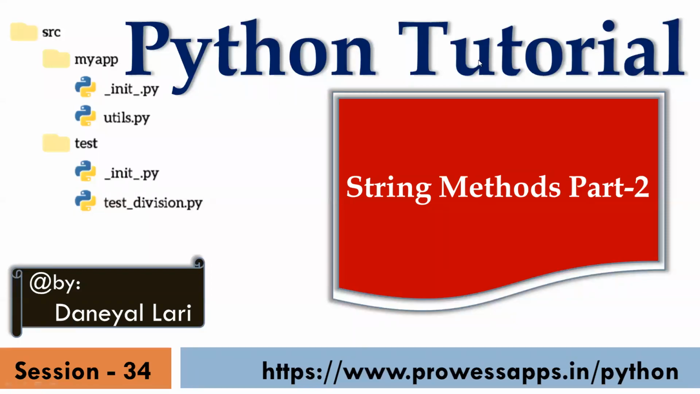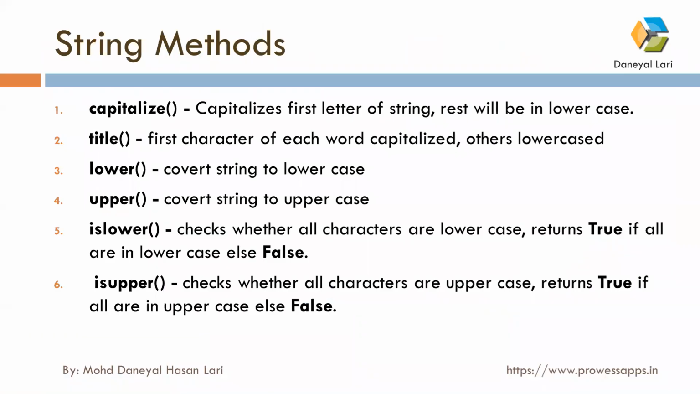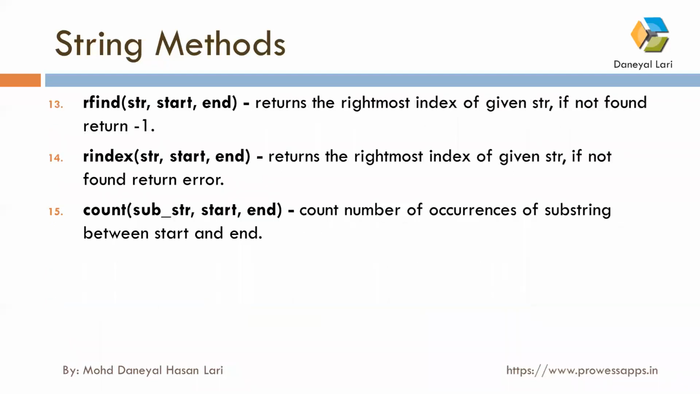In the previous tutorial, we have seen a few methods of the strings, 15 methods of the Python string. In this tutorial, I'll discuss a few more methods which are available that you can use in your Python application to manipulate a string. In the previous tutorial, we have seen capitalize, title, lower, upper, is upper, is alpha, is alnum, is digit. So we have seen approximately 15 methods.